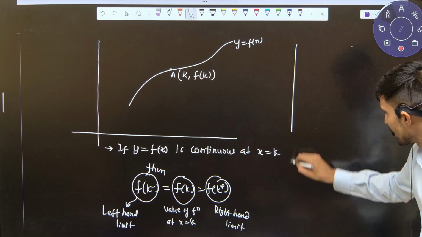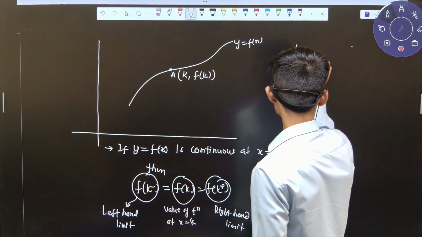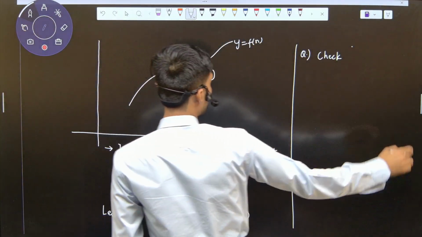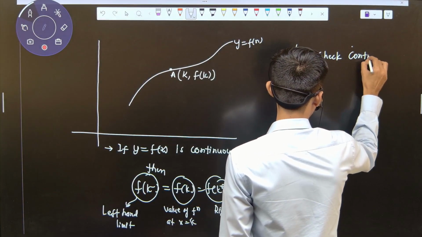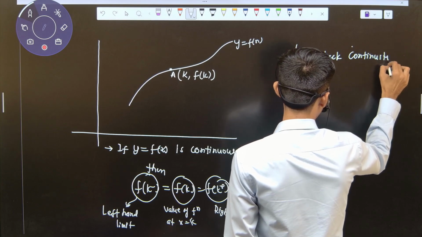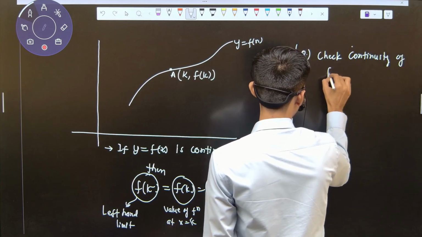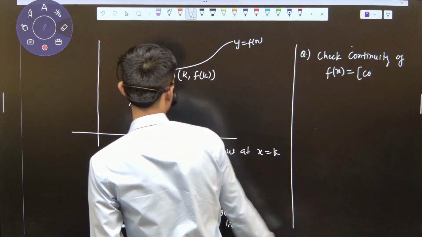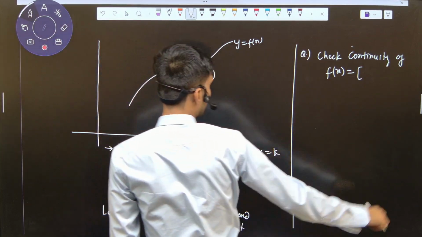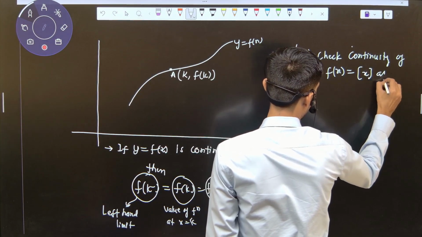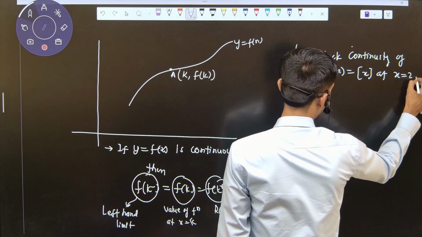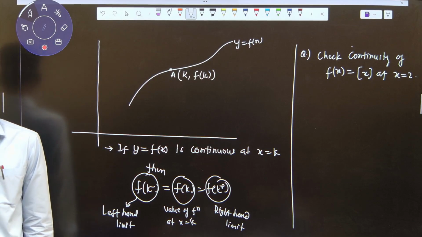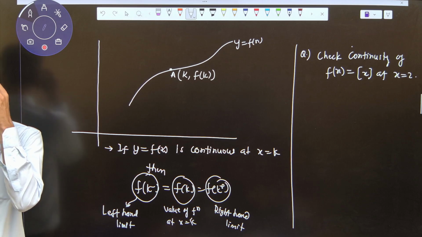So first of all, we'll write question 1. Check continuity of f of x is equals to greatest integer x, not cos x, cos x I will write next time, greatest integer x at x is equals to 2. It means when the x coordinate is 2, we have to find whether the function is continuous or not. Okay.